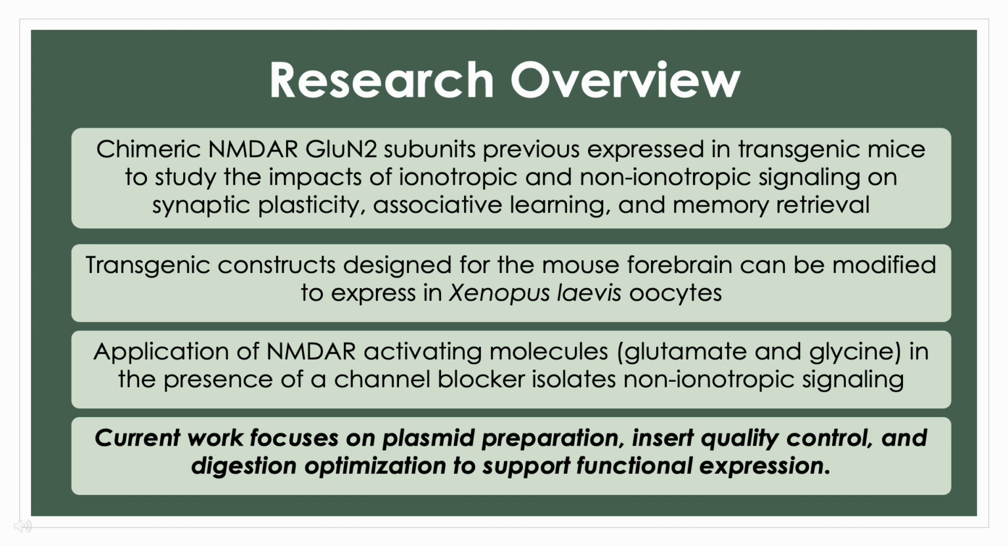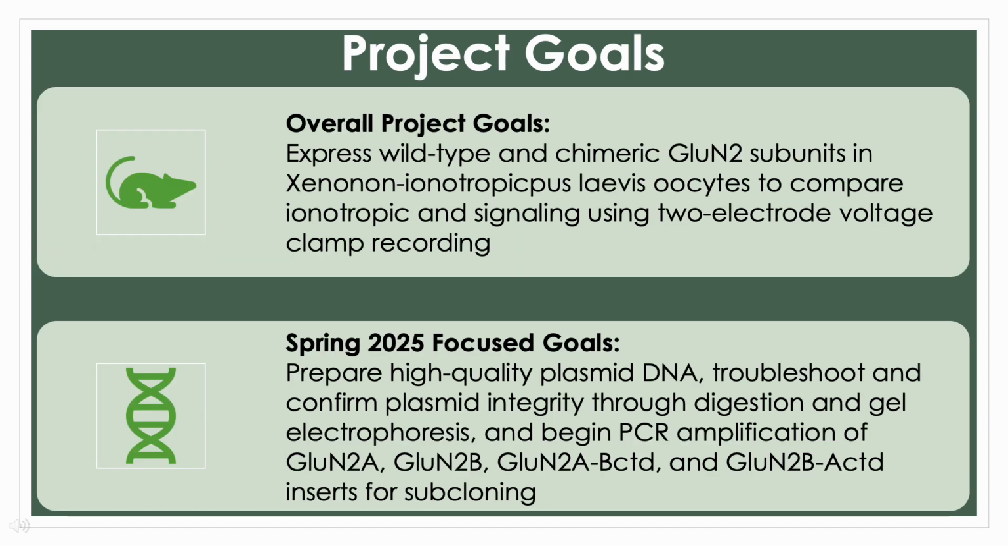This semester, we focused on preparing the DNA constructs necessary for expressing these receptors in Xenopus laevis oocytes for future functional testing. The overall goal of this project is to express wild-type and chimeric NMDA receptors in Xenopus laevis oocytes and compare the ionotropic signaling properties using 2 electrode voltage clamp recordings. By analyzing how domain swaps between GLUN2A and GLUN2B affect receptor function, we aim to better understand the molecular basis of NMDA receptor signaling. This semester, we focused on preparing high-quality plasmid DNA, optimizing restriction digest, and initiating PCR amplifications of the GLUN2 receptor inserts to prepare for future subcloning and expression studies.